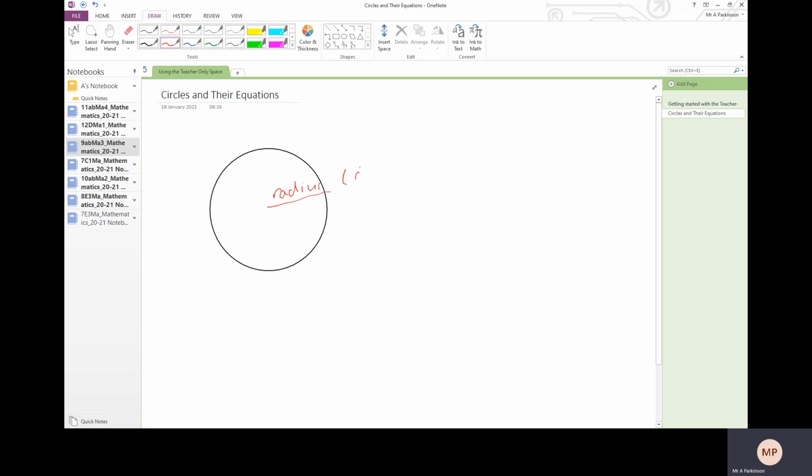Obviously, we use the letter R for that. The measurement from the edge through the middle to the other edge is called the diameter. We use the letter D for that. The measurement around the outside, all the way around the outside, is called the circumference.